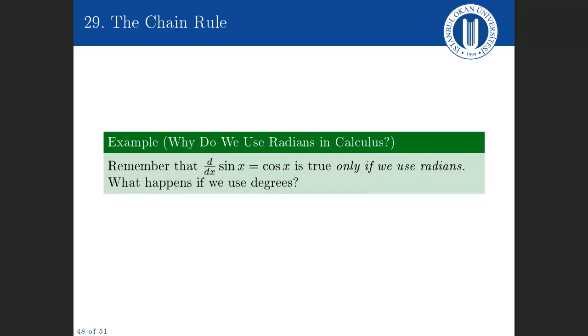And I want to finish today's lesson by answering the question, why do we use radians in calculus? Well, let me remind you that the formula we've been using, d dx of sine x equals cos x, is true only if we use radians. So what happens if we use degrees?